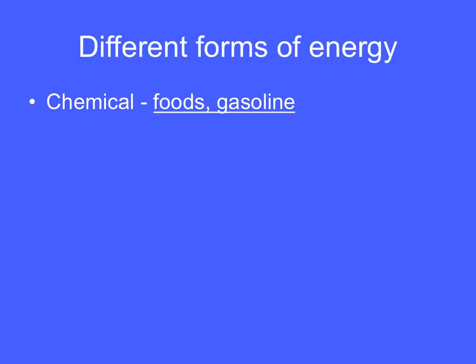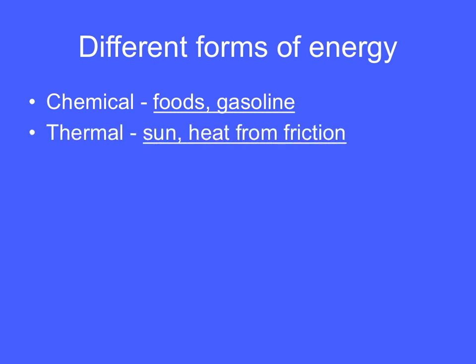We have chemical energy, which is found in chemical bonds. For instance, in the foods that we eat, that's actually what we are after as humans. We want that energy that is stored in those chemical bonds. Gasoline, the cars work the exact same way. Thermal energy is the type of energy that we get from the sun, also the heat from friction. If you take the palms of your hands and rub them back and forth, that heat that you feel is thermal energy, and it's generated due to the friction.